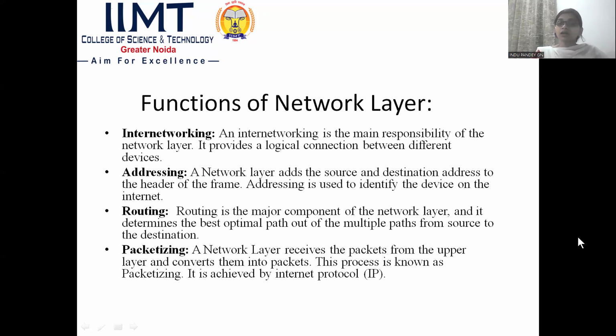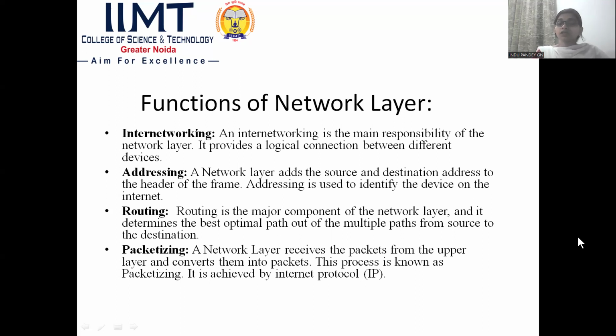Addressing. A network layer adds the source and destination address to the header of the frame. Addressing is used to identify devices on the internet. The network layer adds source and destination address, through which the source knows the destination address and sends the data to the receiver.